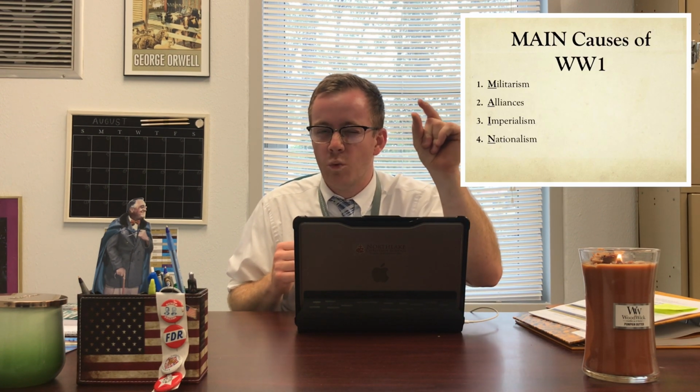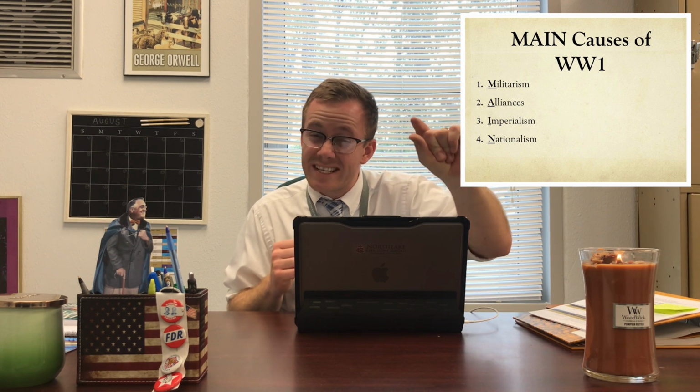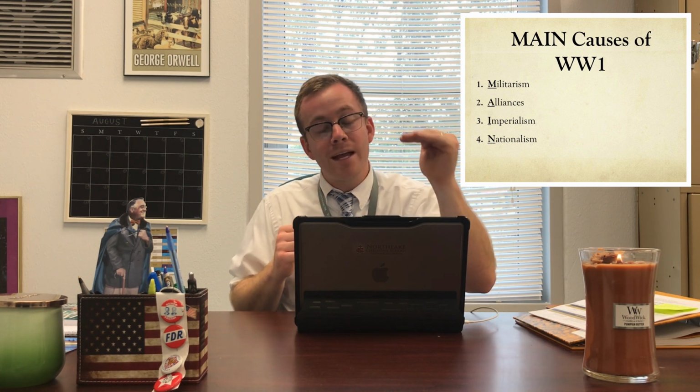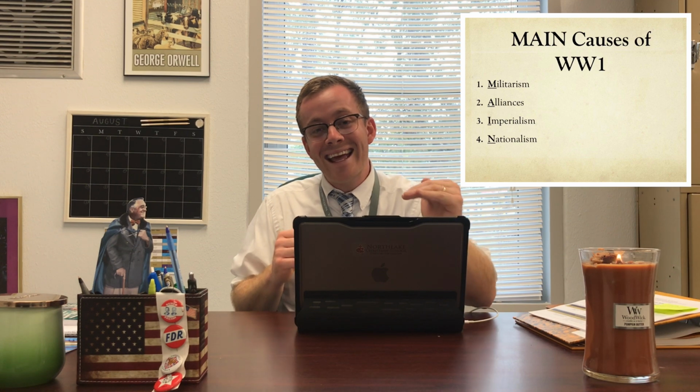So remember the main causes of World War I, literally MAIN. M, militarism. A, alliances, and you can toss an extra A in there if you want. After alliances, you can do assassination. And then I, imperialism, and then N, nationalism.